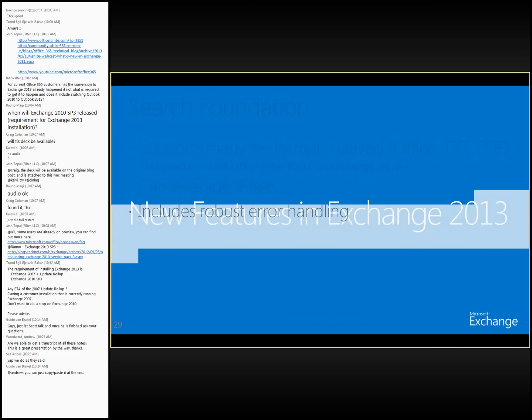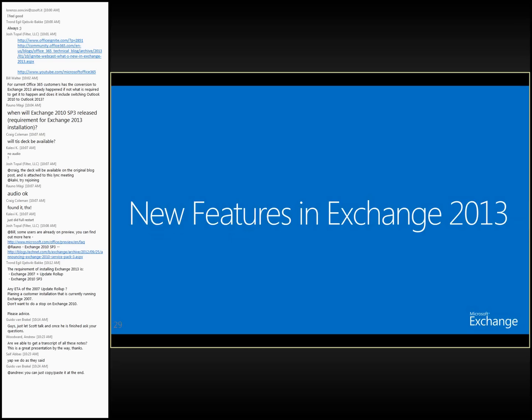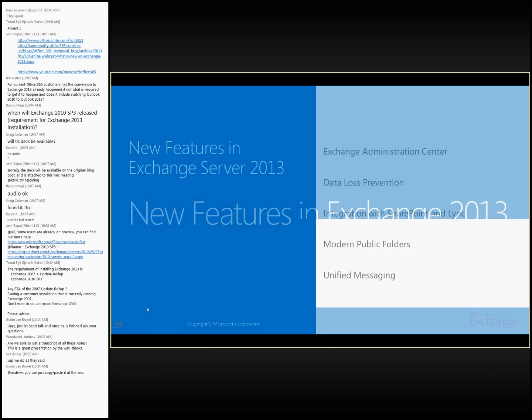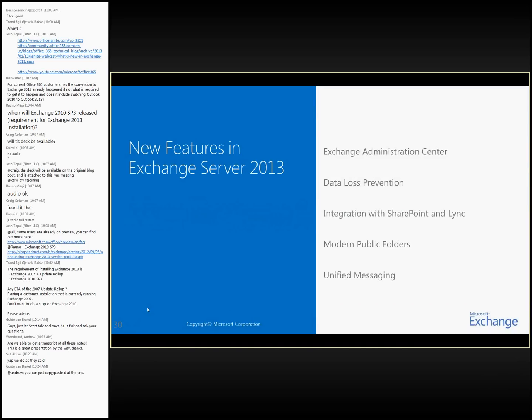Now that we've looked at the architectural changes and additions in Exchange 2013, let's have a look at some of the new features in Exchange 2013 as well. The features I want to talk about today include the Exchange Administration Center, data loss prevention, and how Exchange 2013 integrates with SharePoint and Lync, modern public folders, and unified messaging.